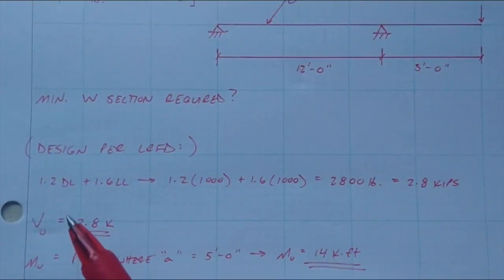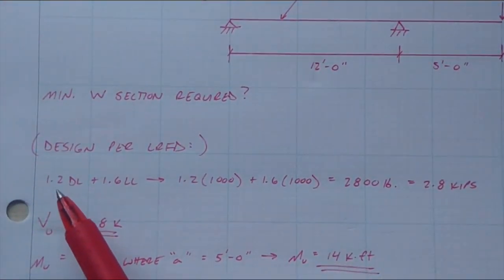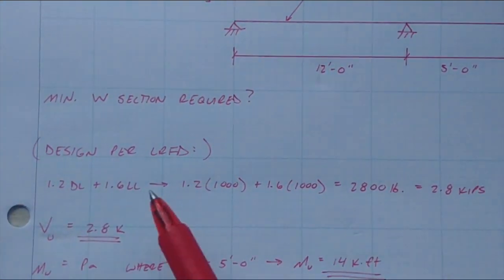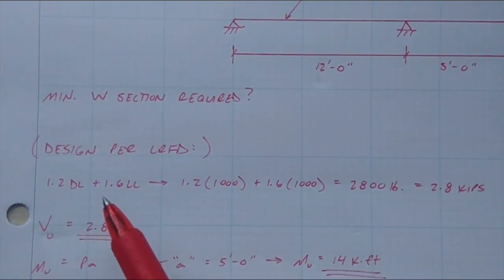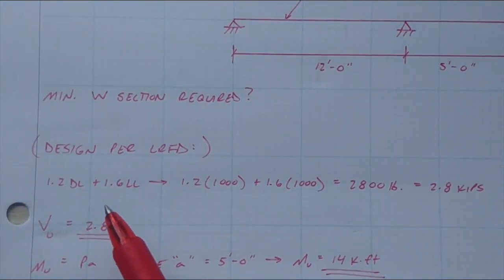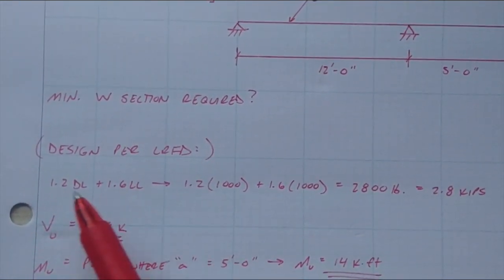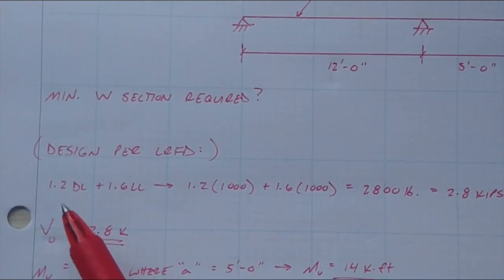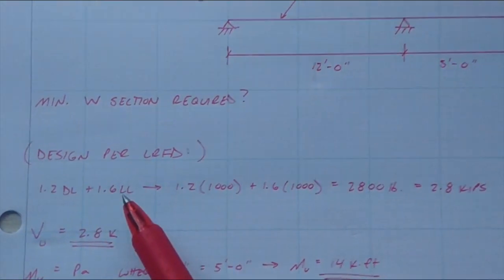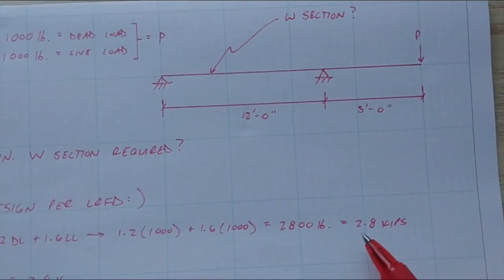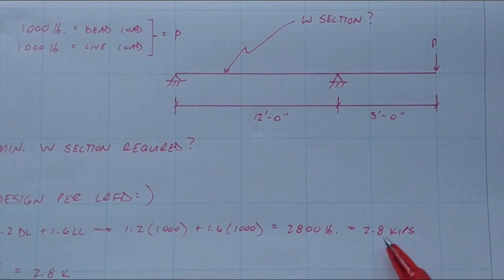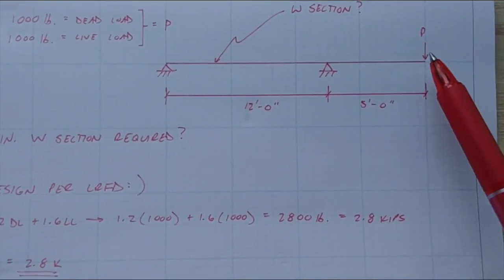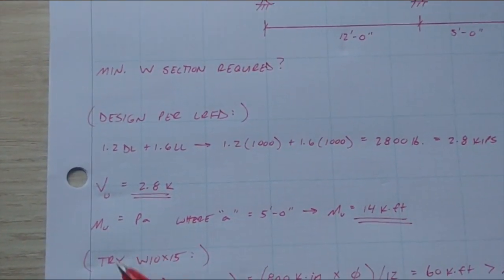So our load combination that governs is 1.2 dead load plus 1.6 live load. Again, you can find this in your local codes or the ASCE 7-16 manual. That's where you can find all your load combinations for your LRFD. But again, this load combo governs. We plug that in, and we have a factored P now of 2.8 kips at the end of our cantilever. All right, moving on.